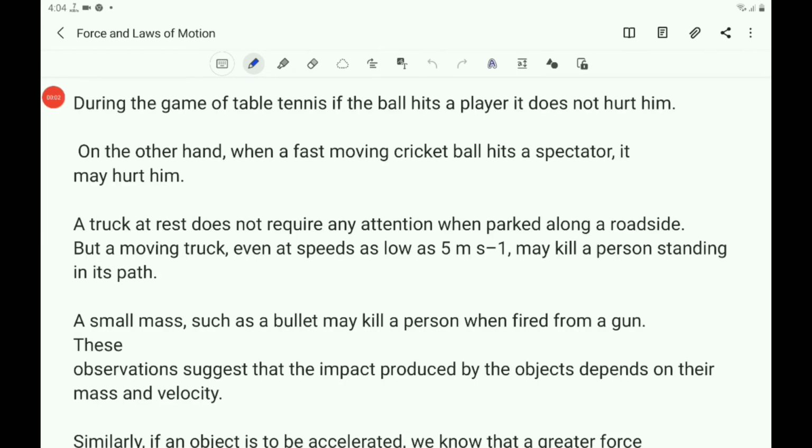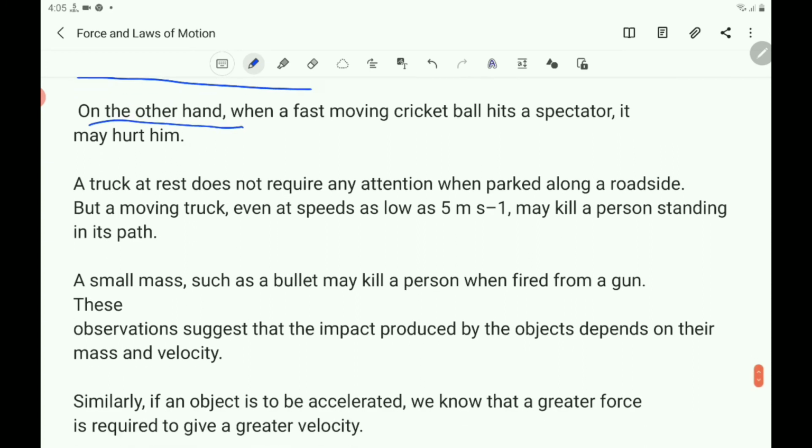Children, please note down the points we have discussed here. First point: during the game of table tennis, if the ball hits a player, it does not hurt him. On the other hand, when a fast moving cricket ball hits a spectator, it may hurt him. A truck at rest does not require any attention when parked along a roadside, but a moving truck, even at speeds as low as 5 meters per second, may kill a person standing on its path.